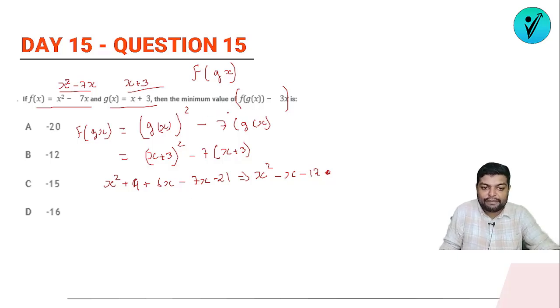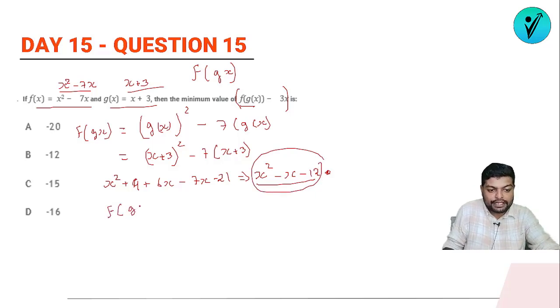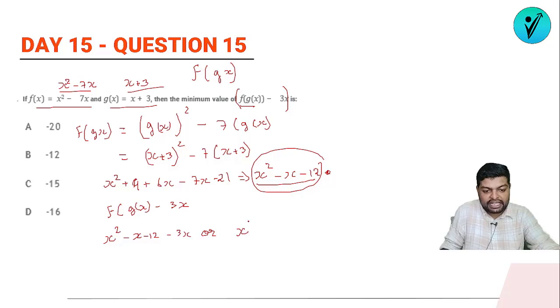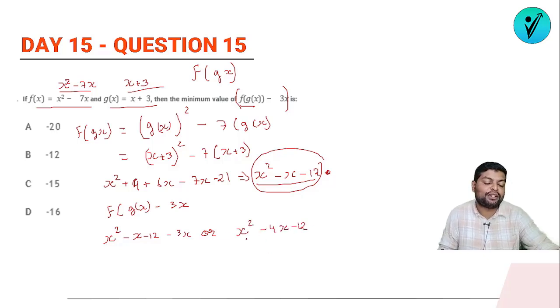Now we have to get the minimum value of f of g of x minus 3x. ये तो f of g of x है, right? हमें क्या चाहिए? हमें चाहिए f of g of x minus 3x. So we have to get the minimum value of x square minus x minus 12 minus 3x. Or we can say that it will be x square minus 4x minus 12. So what will be the minimum value of it? Whenever you are asked to get the minimum value of any quadratic function, simply what we will be doing, we'll be using the completing the square method.